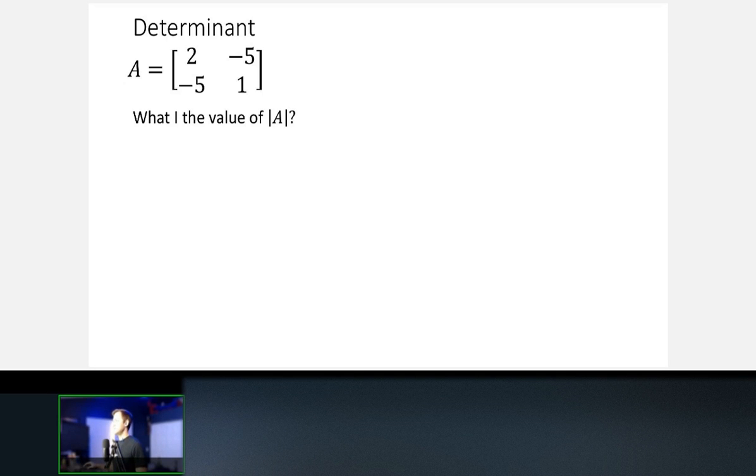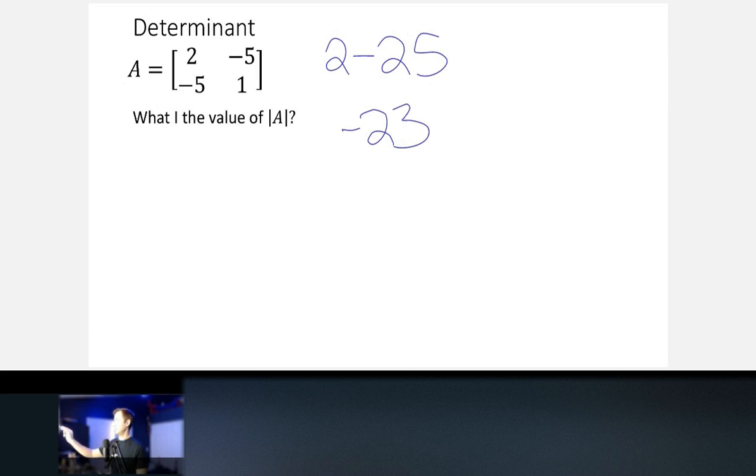All right, yes, it is negative 23. Yeah, the answer to this one is negative 23, right? It's 2 times 1 is 2. So go ahead and just write this out. Yeah, 2 times 1 is 2 minus negative 5 times negative 5 is positive 25. And then 2 minus 25 is negative 23. So yeah, that is the answer right there. Yeah, that's a freebie, I think.